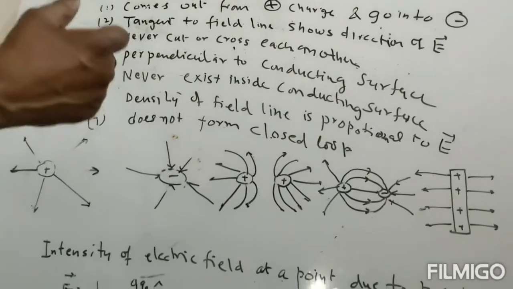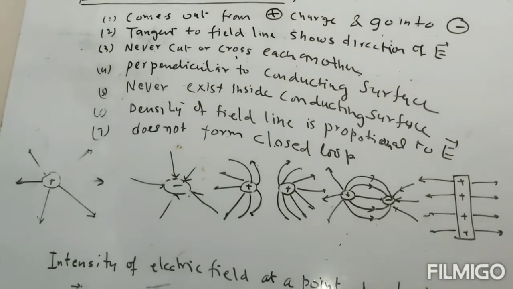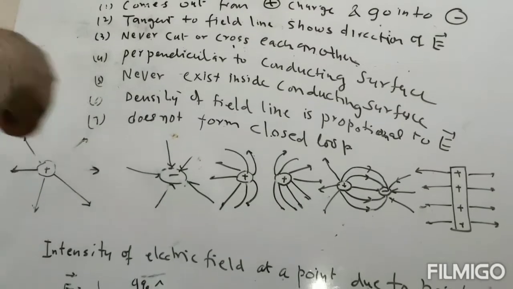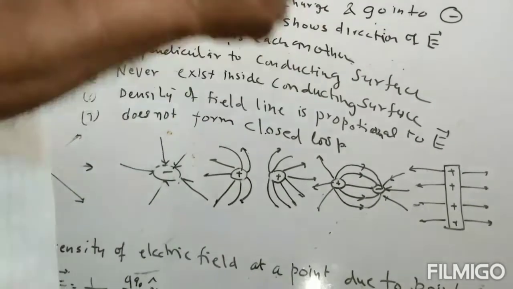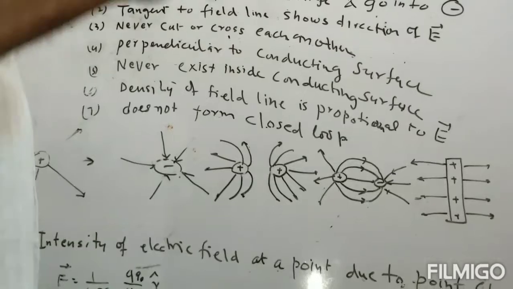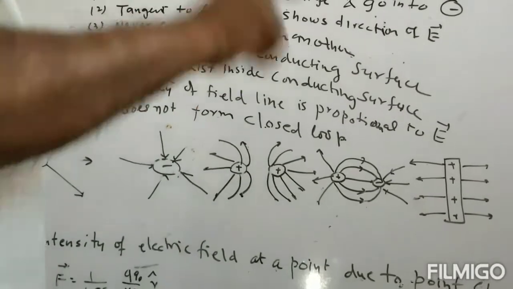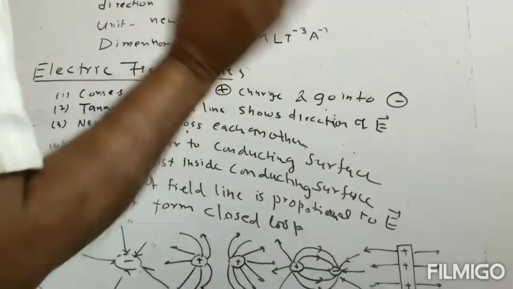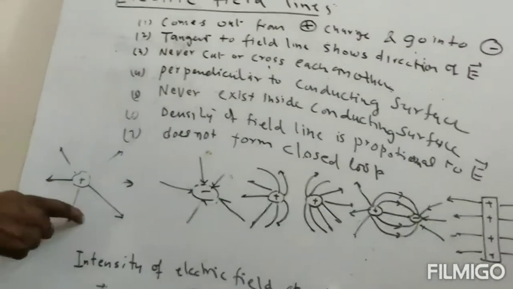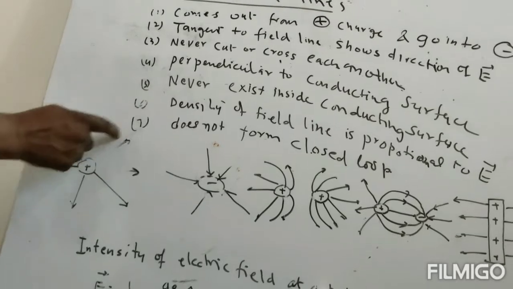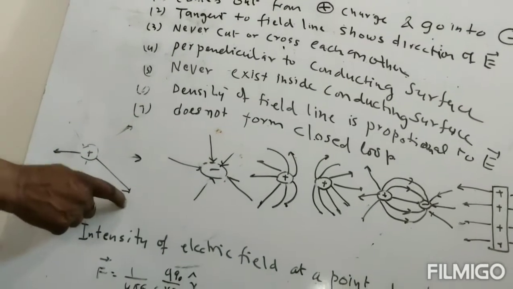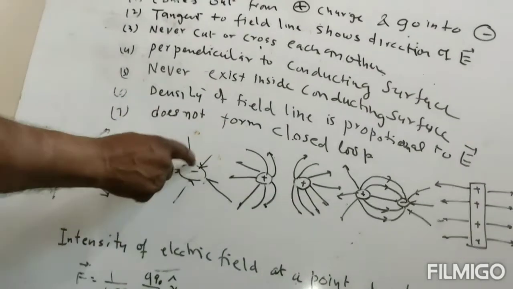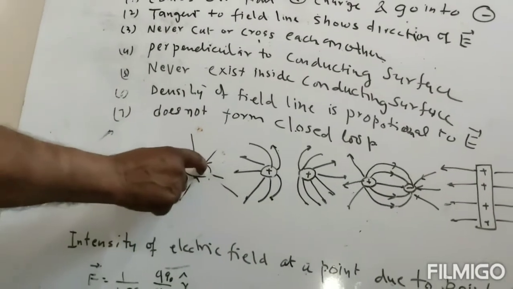And the last and important property of electrical field lines is that electrical field lines are not closed paths, but magnetic field lines are closed paths. Means the electrical field lines will be either away from the charge or towards the charge. Now if we take a positive charge here, then the electrical field lines go away from it, perpendicular to it. If we take a negative charge, then electrical field lines will come towards the negative charge.